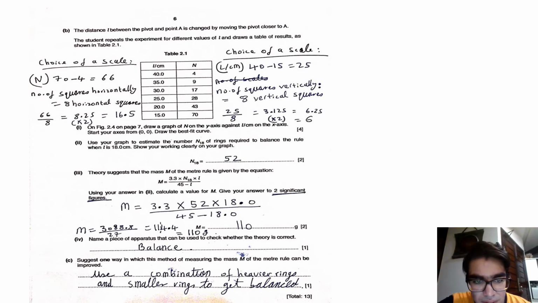Then the third part: theory suggests that the mass m of the material is given by the equation. Use your answer to part I to calculate a value for m. Give your answer to two significant figures. So m is equal to 3.3 times 52, which is n18, times 18.0, and then divide by 45 minus 18. So we get a value of 104.4. You round it to two significant figures, it becomes 110 grams. So this is the answer.